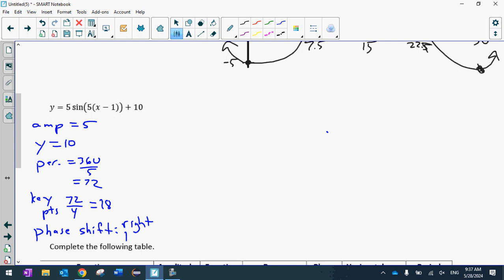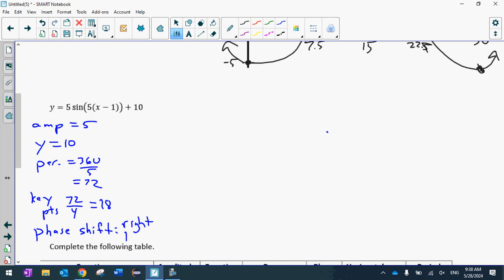The answer is because sinusoidal functions are periodic. When you shift them right or left, you're really just changing their starting point, right? Because they keep going forever and they keep repeating. So that's why they call it a phase shift. You're starting the phase somewhere else. In fact, if you were to shift this sine curve by 72, you'd actually have the exact same graph because the period is 72. Okay, just something to think about.